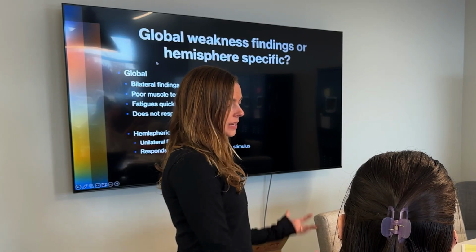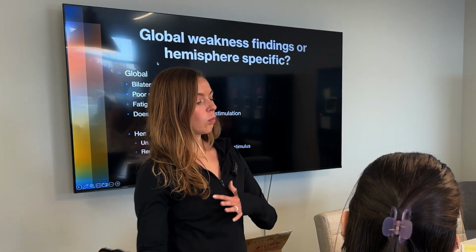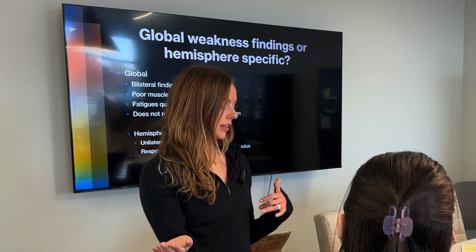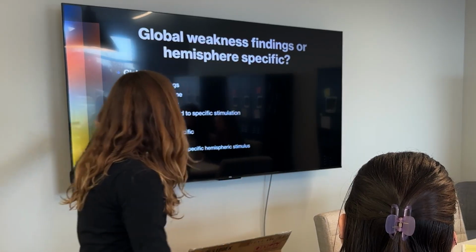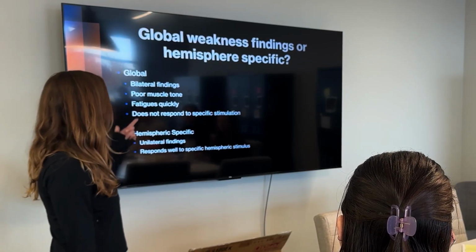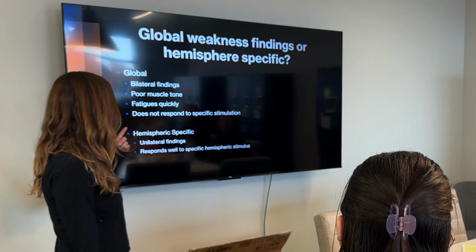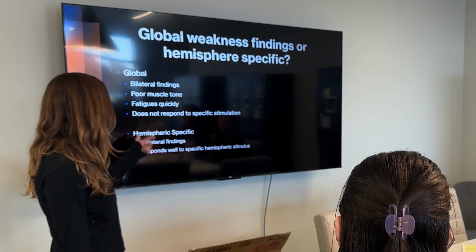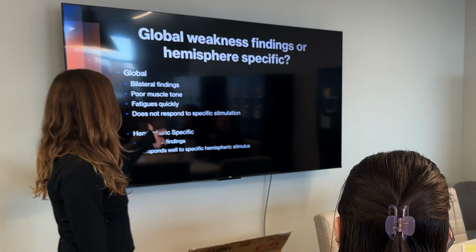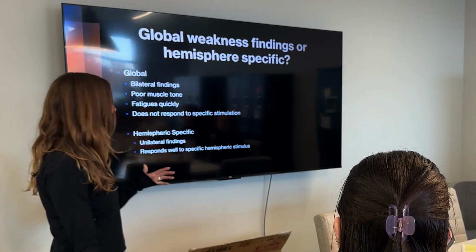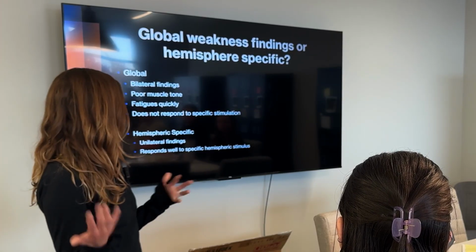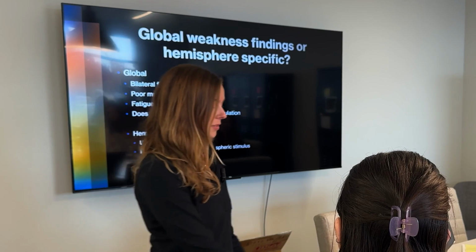So basically, I just wanted to summarize when it is more of a global weakness and when it is more hemispheric. When a child comes in that has global weakness, a lot of the time we'll find bilateral findings, poor muscle tone, and they'll fatigue really quickly, and they obviously won't respond to specific stimulation. Whereas hemisphere specific would be they have more unilateral findings and they respond really well to specific hemisphere stimulus.